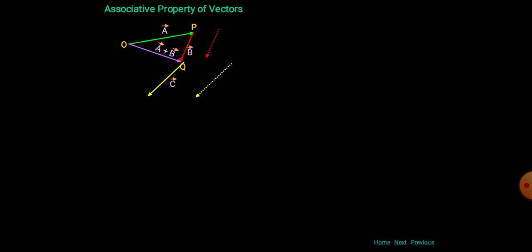Now we are adding a third vector, that is the C vector. So the resultant vector we have got here is OR, which we can write as (A plus B) plus C. You know that here also we have used the triangle of vector addition. R we have got as (A plus B) plus C. Observe the second figure.